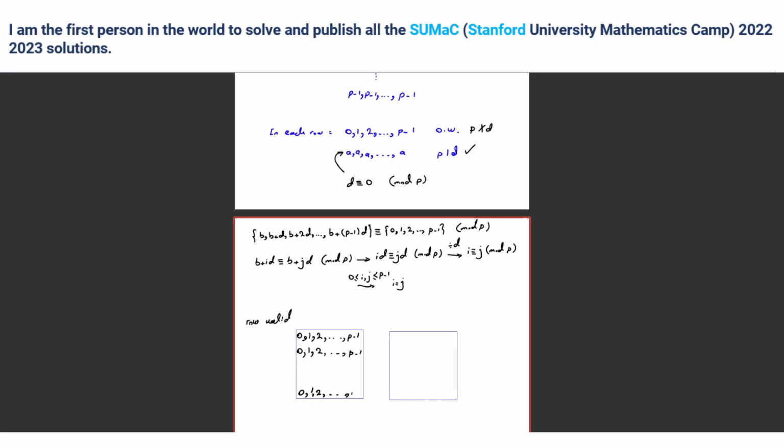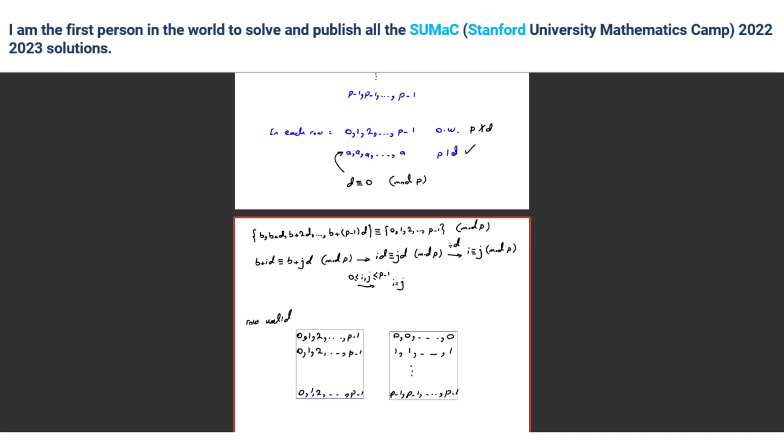Or all of them are the same, without loss of generality. We can say 0, 0, 0, 0, then 1, 1, 1, 1, up to p minus 1, p minus 1. Okay, so we have these two types of tables, and they are row valid. So now prove that each of them is also column valid.